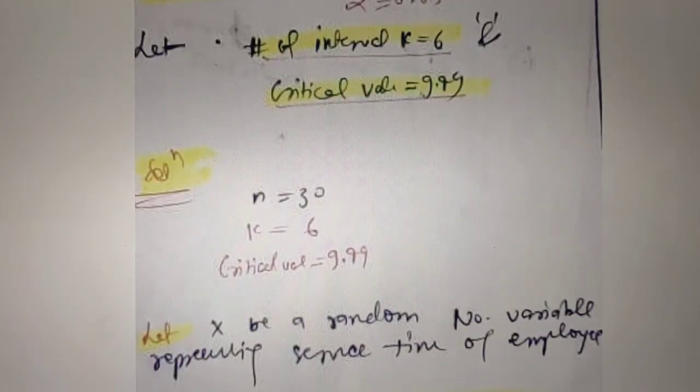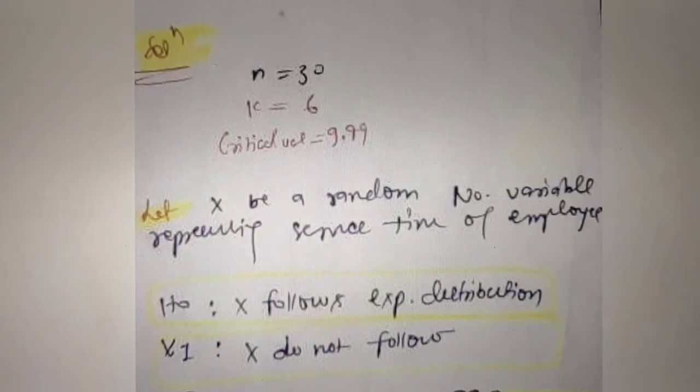For proceeding to the solution part, first we have to make some assumptions. The number of intervals I have taken is k, and the critical value I have taken is 9.49. So n is given as 30, k is 6, and the critical value is 9.49. Now let x be a random variable representing the service time of employees. Our hypothesis H0 will be that x follows an exponential distribution, and H1 will be that x doesn't follow an exponential distribution. Now we have to check whether this data follows the exponential distribution or not.